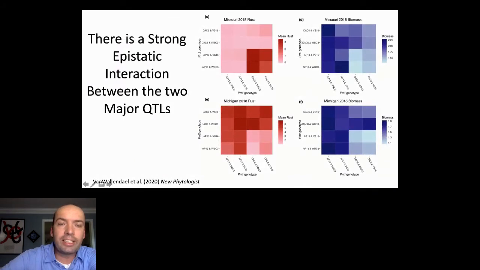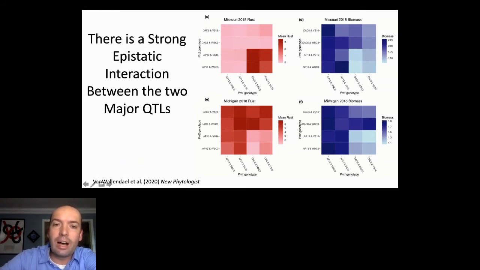One of the interesting things about these 2 loci is that they have epistatic interactions. Here's the genotype for one of the loci versus the genotypes for the other locus. In Missouri, we can see that when you have one of the upland alleles, this Dakota allele, and one of the lowland alleles, the AP13 allele, combined together into a genetic background from one locus and the other locus, you get a lot more rust infection. So you get a much more susceptible plant, and that also impacts biomass as well.